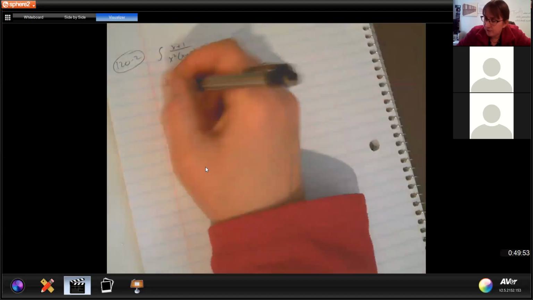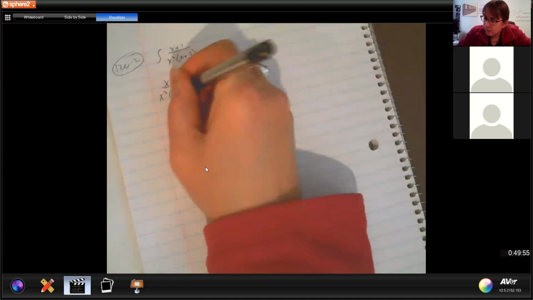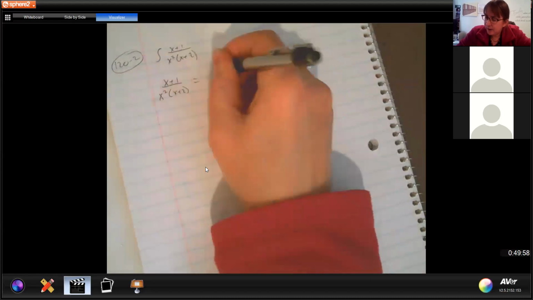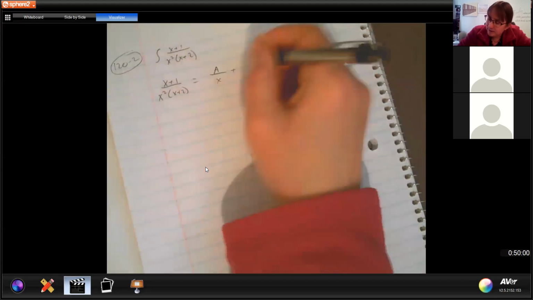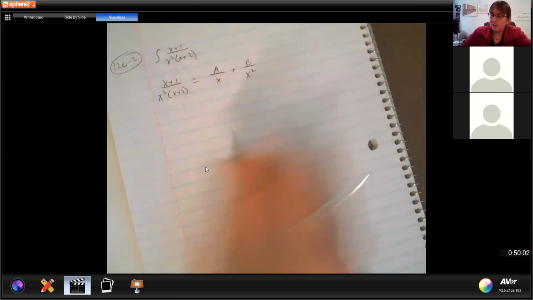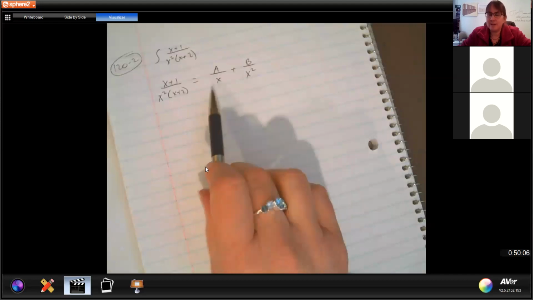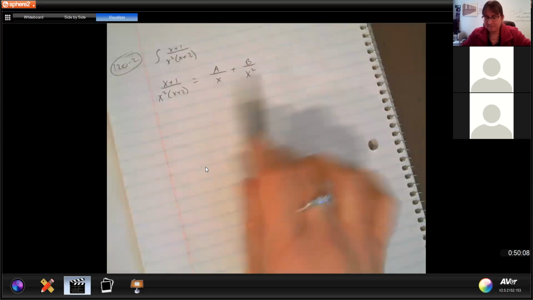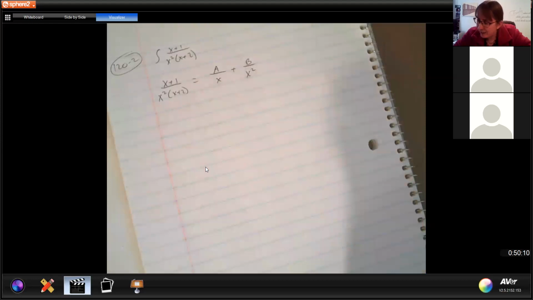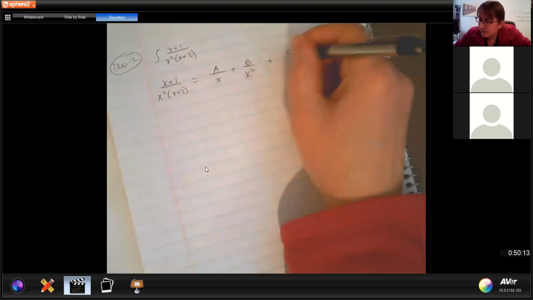So to do our partial fractions, we are looking at a over x plus b over x squared. Anytime you have a repeating factor, you have to do it twice. Once as a single, and then once as a double. And then c over x plus 2.